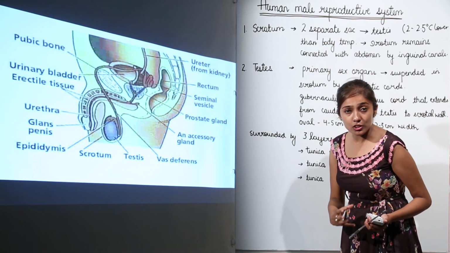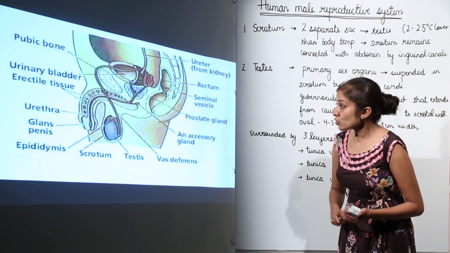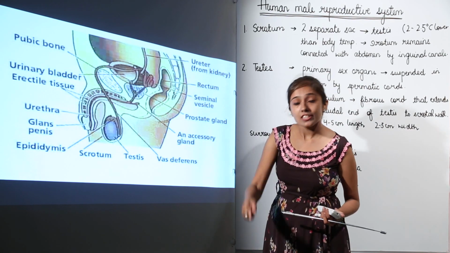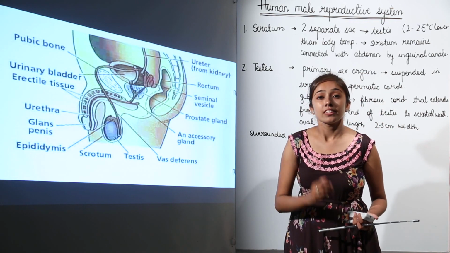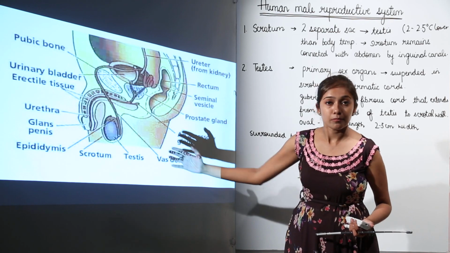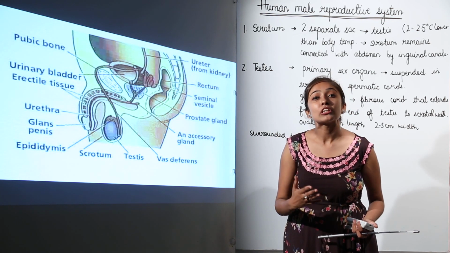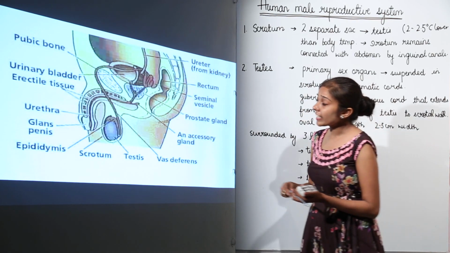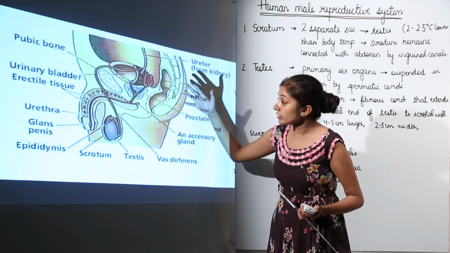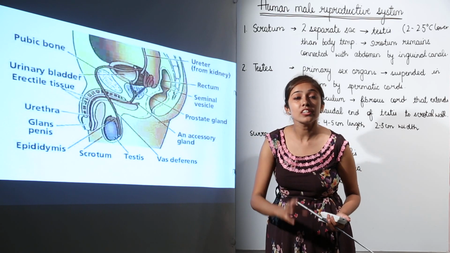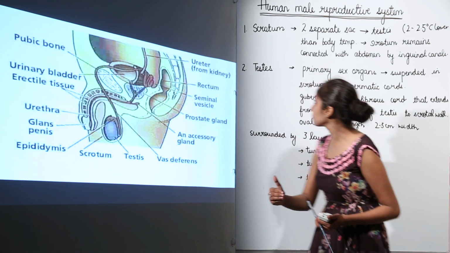Now the temperature in the scrotum is 2 to 2.5 degrees Celsius lower than the body temperature. Why is it lower than the body temperature? Because the formation of sperms needs a temperature lower than the body temperature. Remember that the temperature needs to be lowered for the formation of sperms. That is why scrotum is the pouch which hangs outside your abdomen, right? The temperature required for sperm formation is 2 to 2.5 degrees Celsius lower.